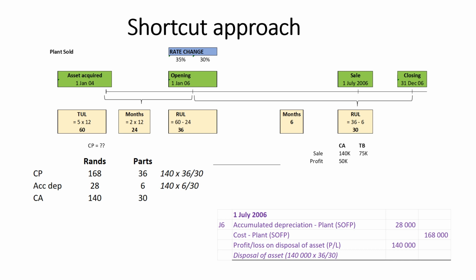In terms of the question, it does give you your profit of 50,000, but it doesn't account for the proceeds, even though you can calculate it using the profit figure provided.